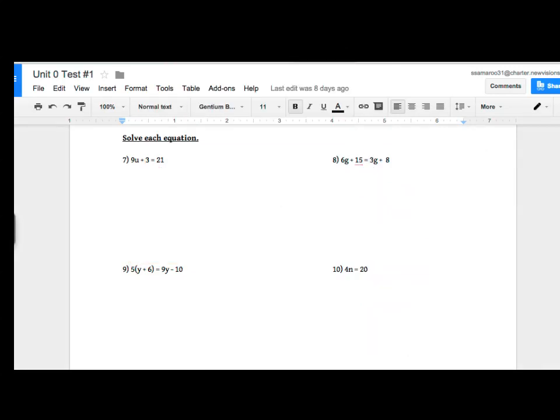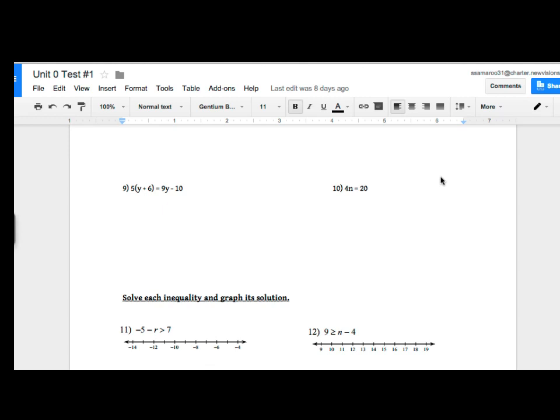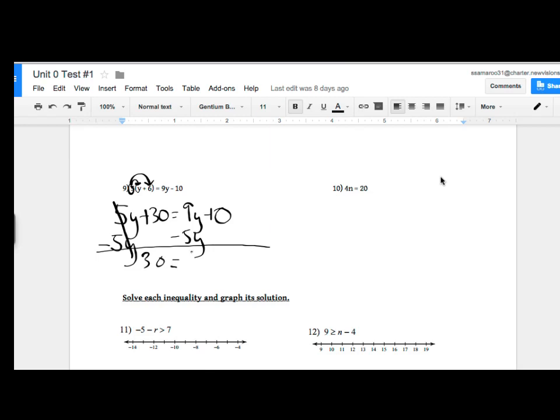We have number 9 and 10. So let's get that here. All right, so again, I see I'm going to distribute first my 5. Next step, I have 5y plus 30 equal to 9y minus 10. I know that 5 times 6 is going to give me 30. I'm going to subtract 5y from both sides. My 5y cancels out. I'm left with 30 equal to 4y minus 10.